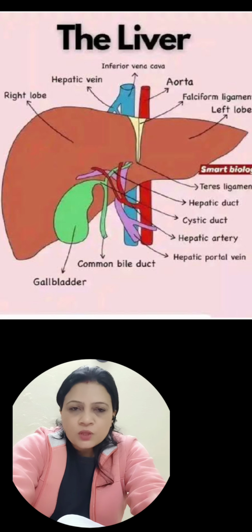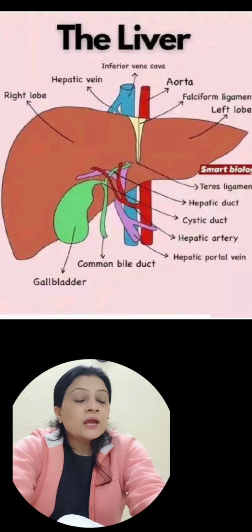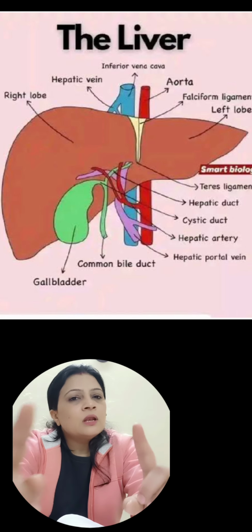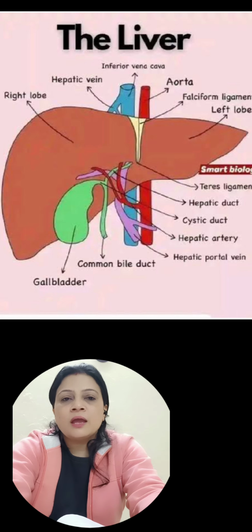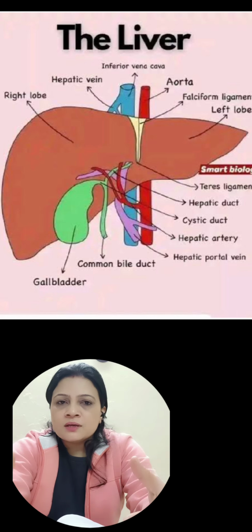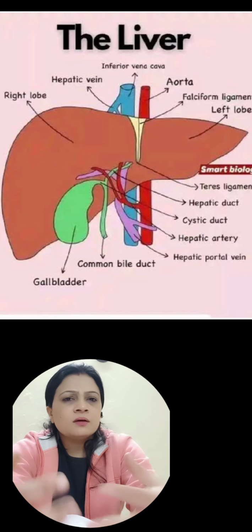So today we'll discuss the liver. You know that the liver is the largest internal organ of the body and it does more than 500 vital functions. So let's decode the anatomy of the liver and try to understand the different lobes and the different ligaments, and what the gallbladder, common bile duct and cystic duct are.